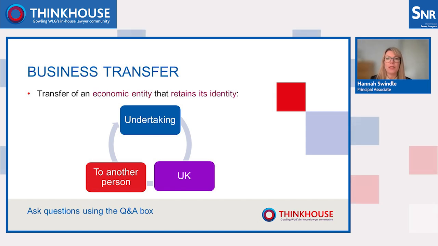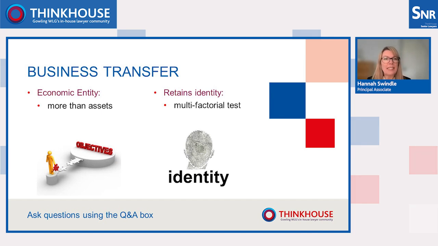So looking at economic entity then, what is that? According to the TUPE regulations, it's an organised grouping of resources pursuing an economic activity. So absolutely clear. It doesn't matter whether that economic activity is central to the business or just ancillary or part of it, but you need to be able to identify it. It's still quite confusing, I think, as to what this actually means in practice. But what we do know is that it's not just a collection of assets.